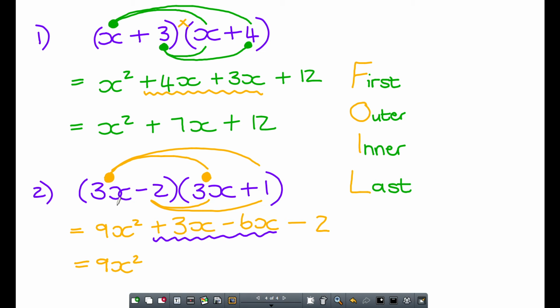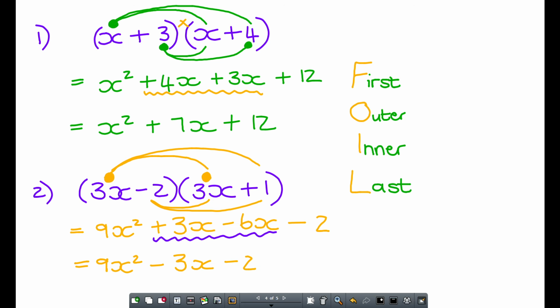That was when we multiplied the first term with the first term. Remember, I'm just working from here. Then these middle two are like terms. So 3x minus 6x is going to give me minus 3x. And then that minus 2, there was nothing else to simplify with that, so it's going to stay the same. You guys fine with that? Good. Okay. Are you guys still copying?